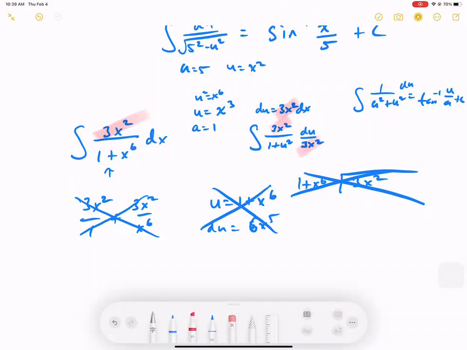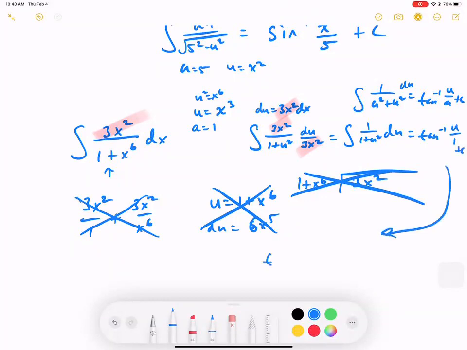Those divide out, and we are nicely at the integral of 1 over 1 plus u squared du, which is the straight identity for tangent. This is tangent inverse of u over 1, plus c. Running out of space, I'm sorry. This is tan inverse of u, which is really x cubed over 1, plus c. You don't have to write the over 1 there.